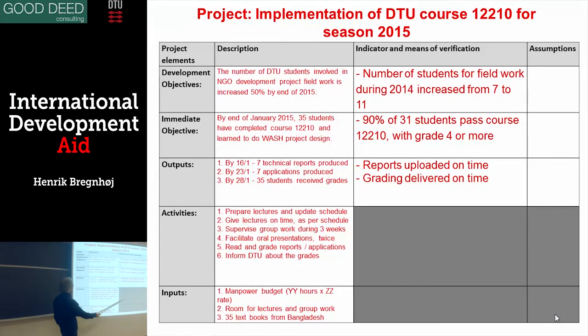For example, it's not relevant to measure activities, whether I was here, I did the lectures and so on. It's not so relevant to find indicators. But for the outputs, for example, how do we know that these are handed in? Okay, we have to check the reports that they are uploaded. We can see it on CampusNet. Maybe I should write CampusNet here. Check CampusNet and grading delivered on time. We can see in the files. It's not really well formulated, but this would be files of CampusNet, files of DTU that this has been handed in here.